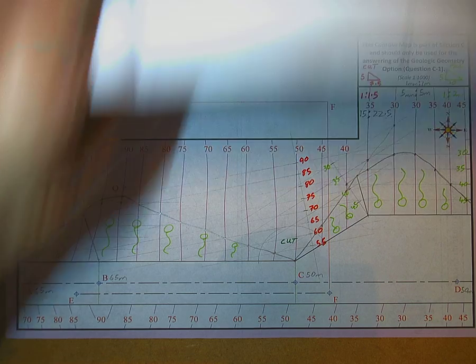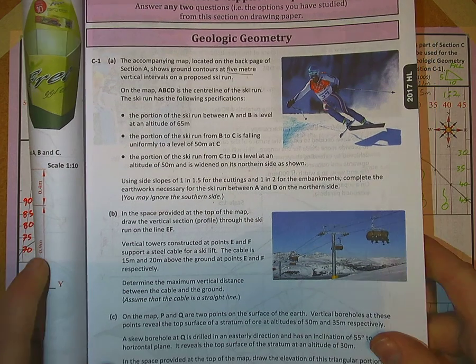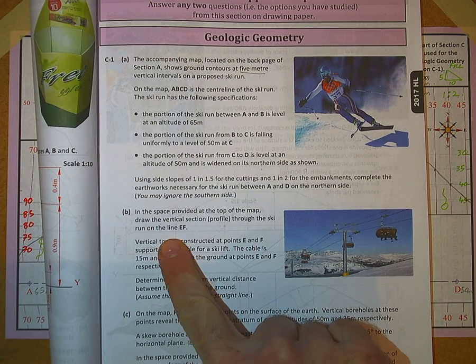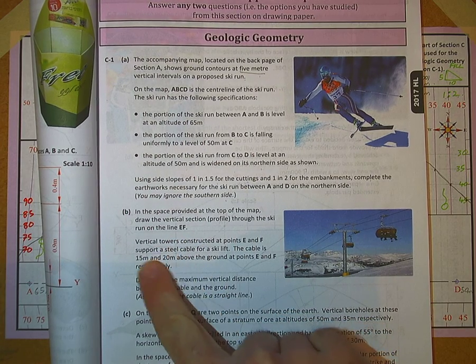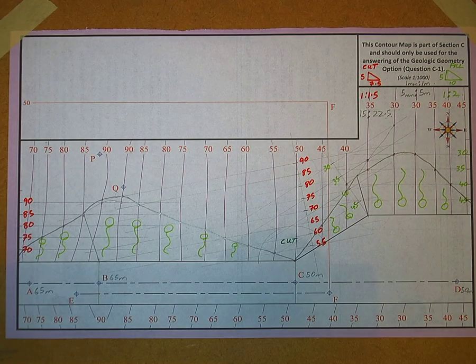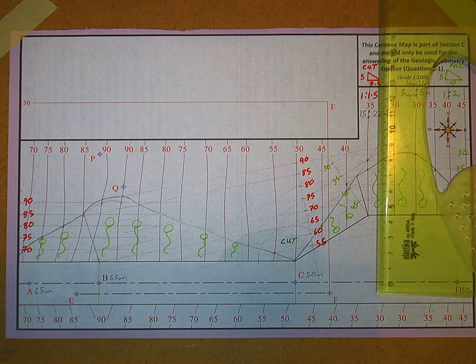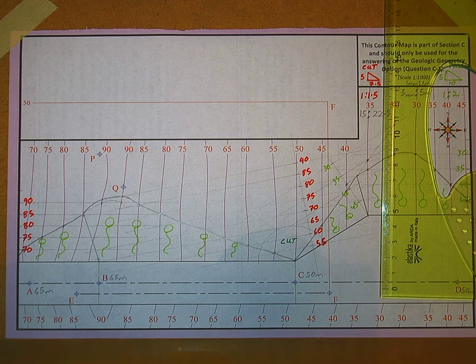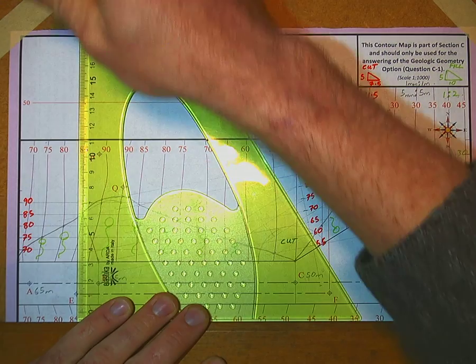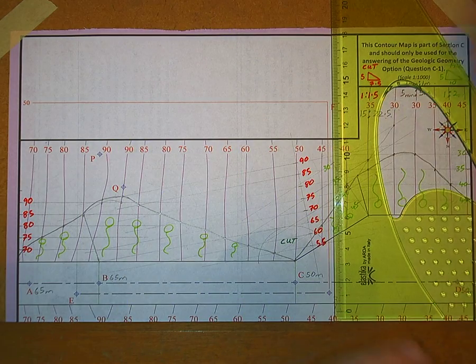Okay, so what we're looking at then for part B is, in the space provided at the top of the map, draw the vertical section or the profile through the ski run and the line EF. Okay, vertical towers are constructed. Okay, we'll worry about this part first. Okay, so we just have to draw in the profile at EF there. Okay, now there's a lot of this has already been set up for you there. Okay, so you have from E to F, so I'll just bring up E there, and F is already actually brought up for you there.